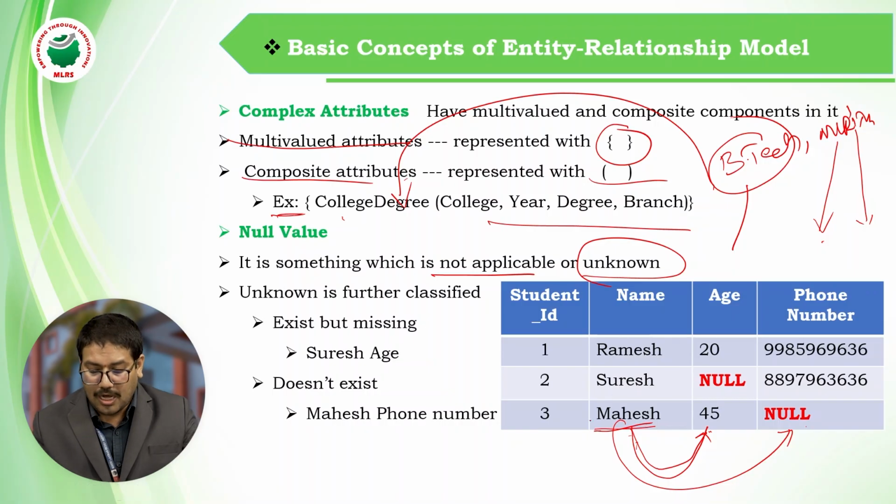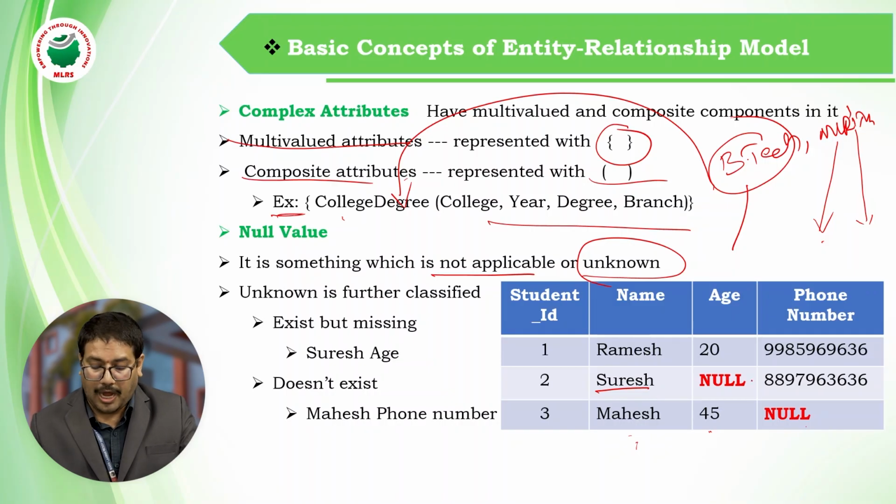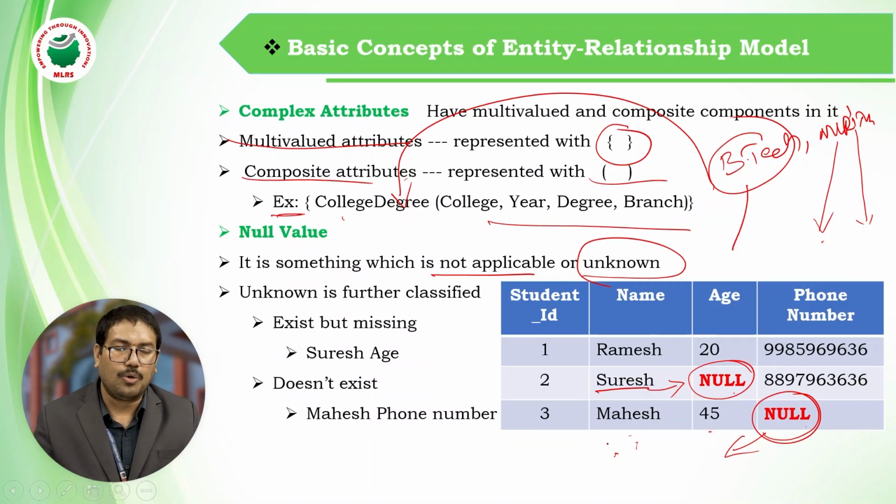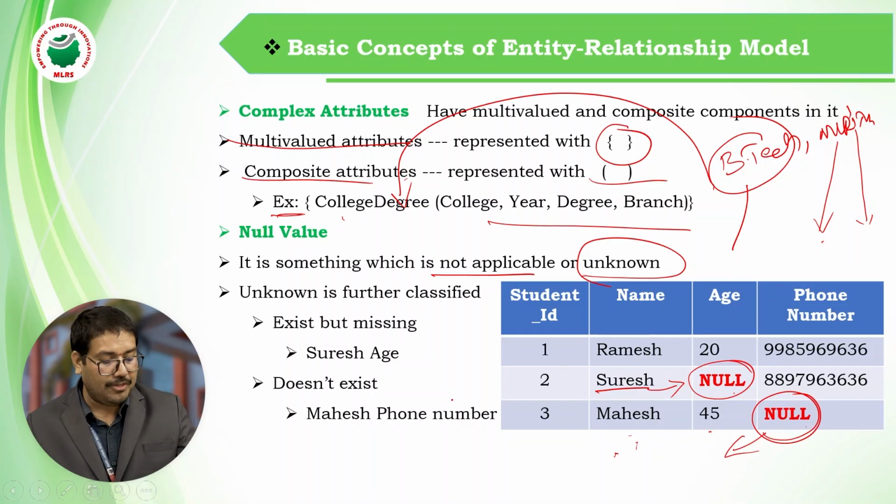Second, if you see the Suresh case in the table, his age is definitely there, but I don't know what the age is. So the age here is missing. So it can be a missing type. Here age is missing, but the mobile number in the case of Mahesh is not a missing case. It comes under the unknown case, meaning we don't know whether he has a mobile number or not. So it can be a not applicable case or an unknown case. These are different examples. So this is the null attribute.